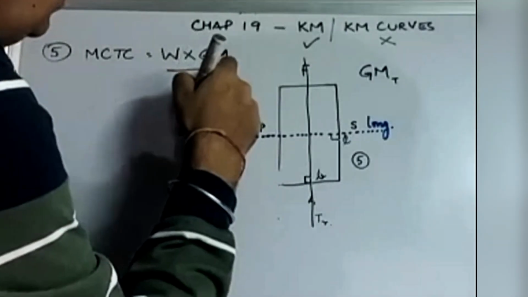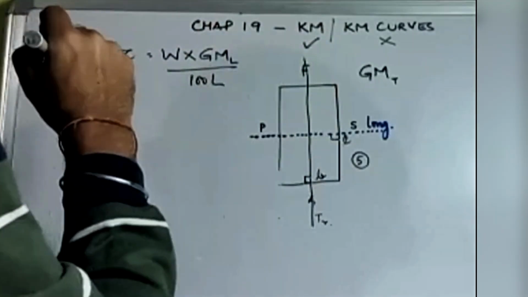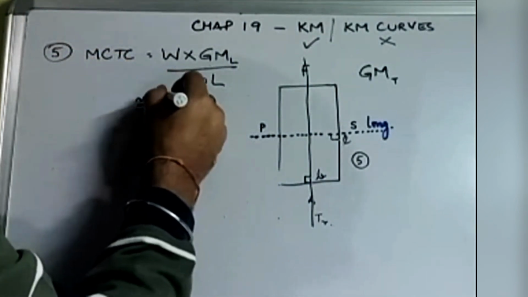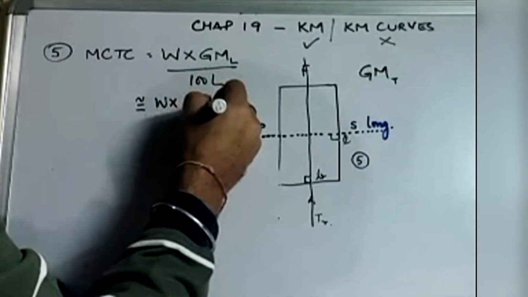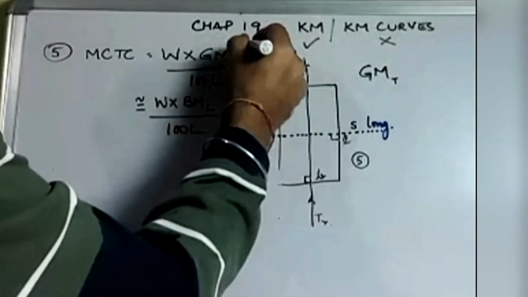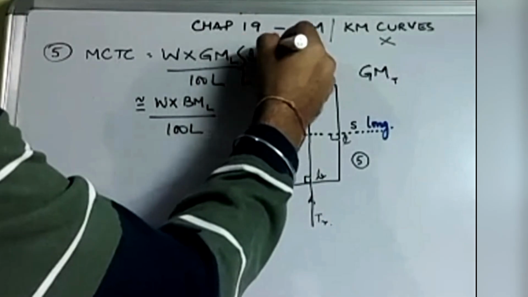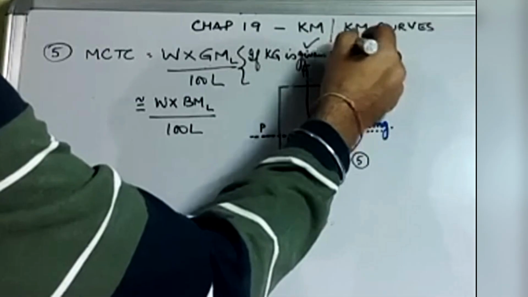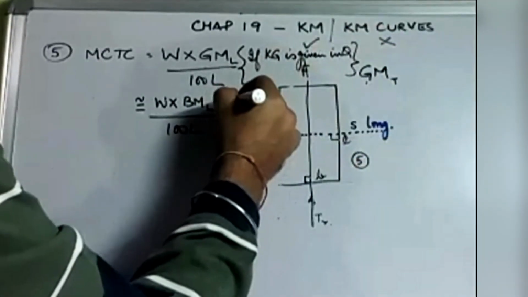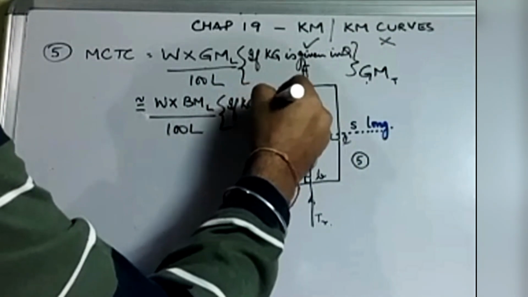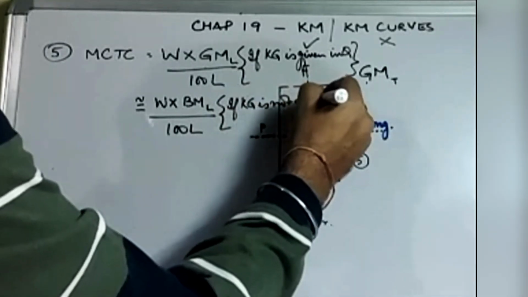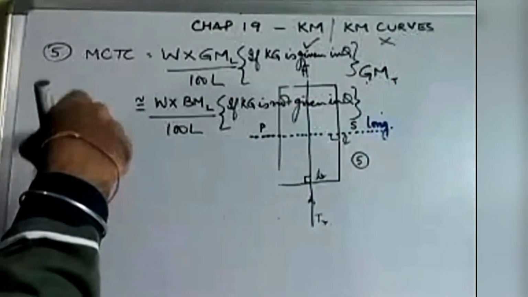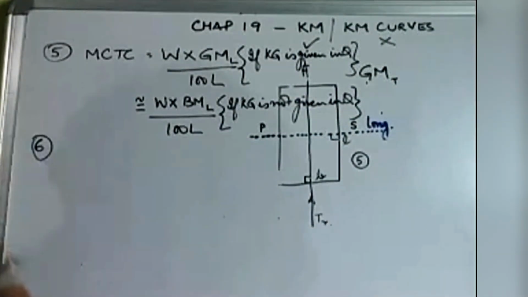This GML is the ML we were just talking about. And this is approximately equal to W into BML upon 100L. This formula is going to be used if KG is given in the question. This formula is going to be used if KG is not given in the question. This is a formula for MCTC.